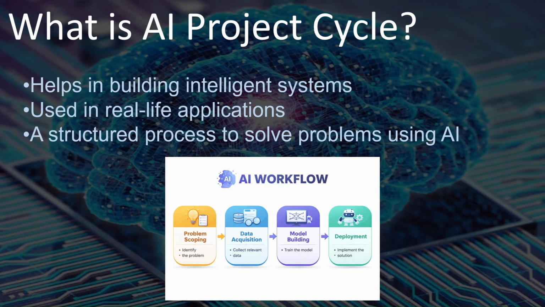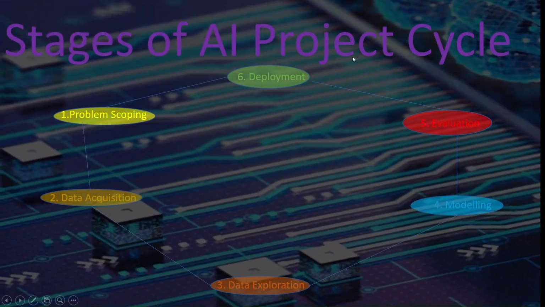What is a project cycle? It is a step-by-step proven scientific method to solve problems. It helps in building intelligent systems. Through the project cycle, we will also evaluate the system, which makes the system more perfect. It is used in real-life applications and to solve real-world problems. It is a structured process to solve problems. Next, the stages of a project cycle.